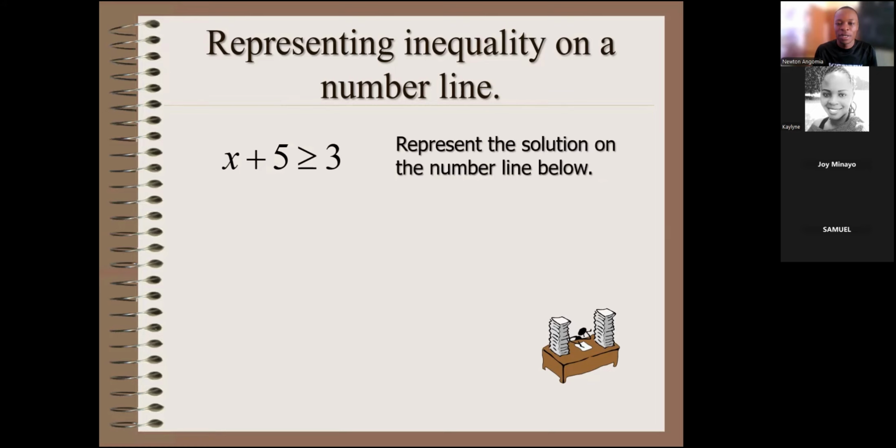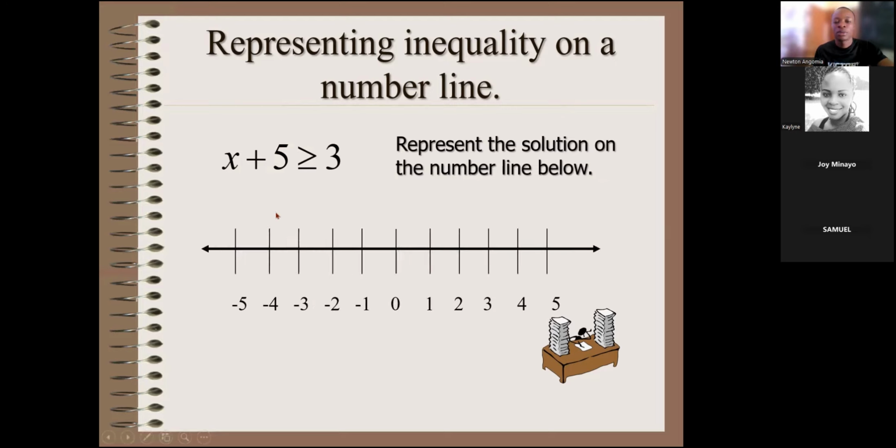Next, x plus 5 is greater than or equal to 3. What you need to do is find the solution first. You need to solve this to make a simple inequality before you can represent it on the number line. So you will use the concept of subtraction, okay? You'll subtract 5 from both sides. So x plus 5, when 5 goes to the other side, becomes a minus. So you'll have x is greater than or equal to 3 minus 5. So 3 minus 5 is actually -2.